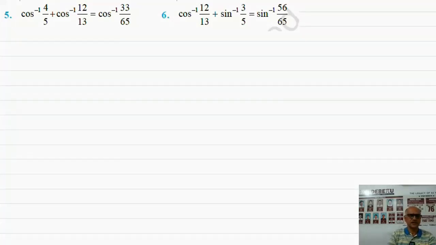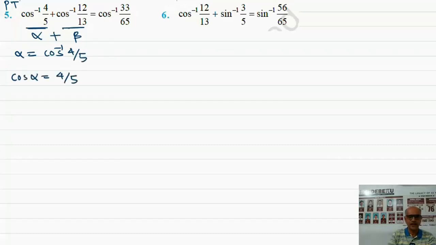So these are the last type. You are required to prove that cos inverse 4 by 5 plus cos inverse 12 by 13 is equal to cos inverse 33 by 65. So the hint is: take the first trigonometric function as alpha and the second as beta, so LHS will be alpha plus beta. Let alpha be equal to cos inverse 4 by 5. Therefore cos alpha is equal to 4 by 5. Now draw a right angled triangle with angle alpha. Cos alpha is adjacent by hypotenuse. So adjacent is 4, hypotenuse is 5, and opposite will be 3.